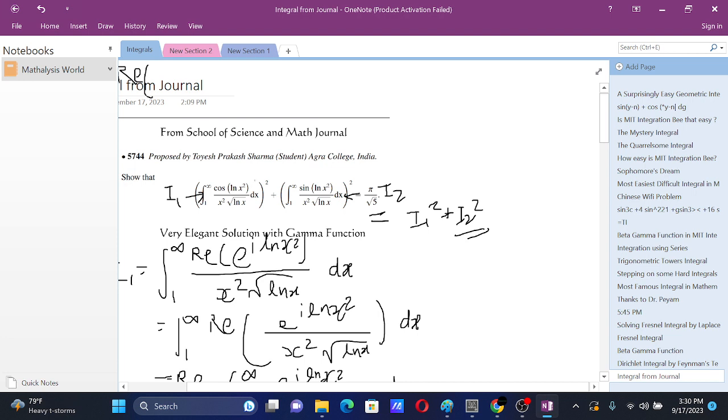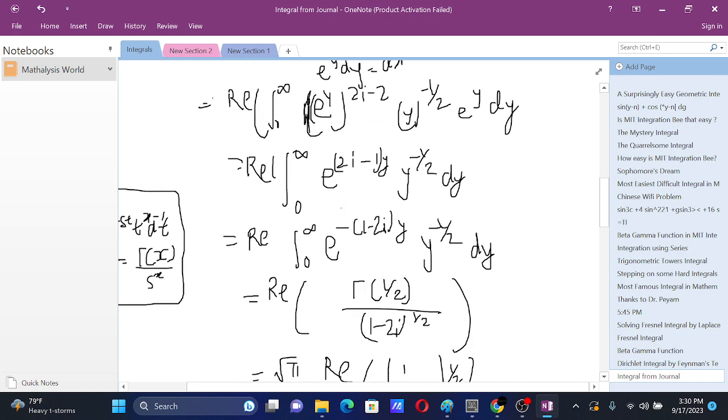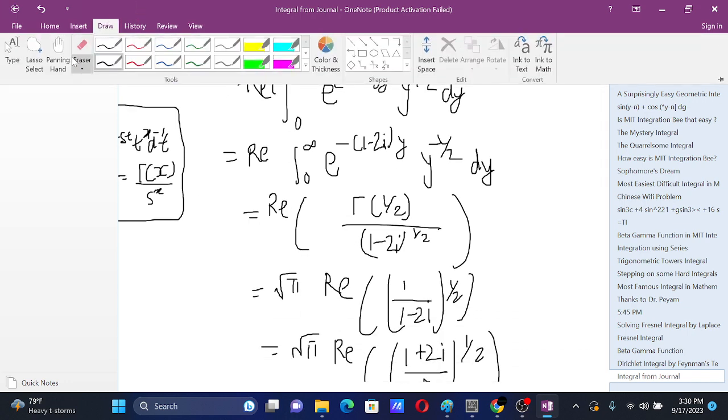So we have solved this problem from the Journal of School Science and Mathematics, and it was a really elegant solution with the gamma function. We just need to be able to identify the real part and imaginary part, and have a little idea of the gamma function.